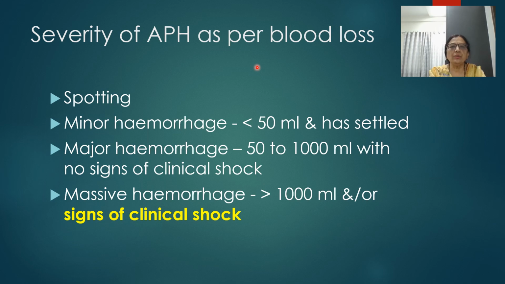According to the severity of blood loss, how can we divide the antepartum hemorrhages? Spotting is when there is only minimal bleeding. Minor hemorrhage is when the amount of blood loss is less than 50 ml and there is no further bleeding. Bleeding has stopped or bleeding has settled. Major hemorrhage is when the blood loss is in the range of 50 to 1000 ml, but there are no signs of clinical shock. Massive hemorrhage is whenever the blood loss is exceeding 1000 ml and or there are features or signs of clinical shock.